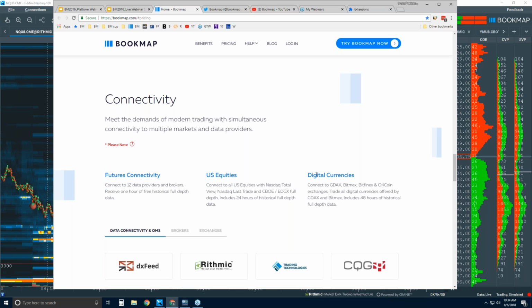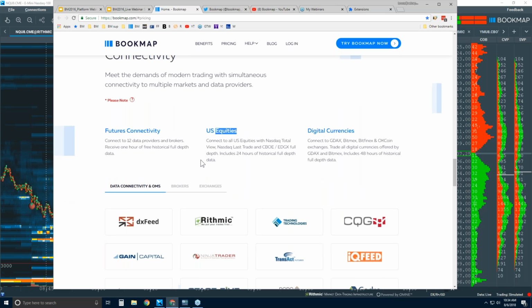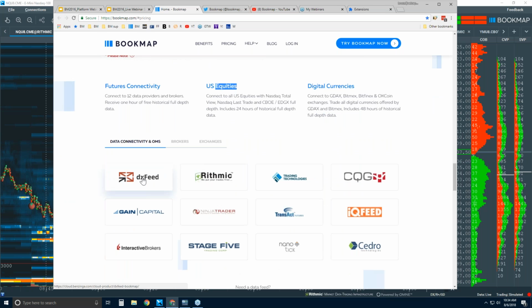So digital currencies, that data connection is free. US equities and futures markets. So 3 different types of markets. Now for the futures and for US equities, you will need to provide the data. We're not a data provider nor a broker. We're just software. You can connect US equities with DX feed right here. That's the only way you can connect US equities.